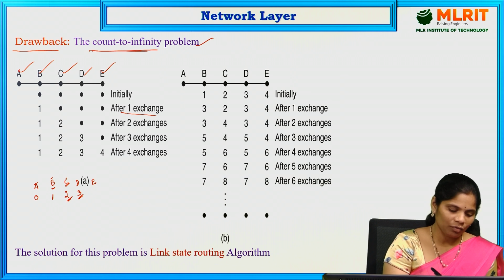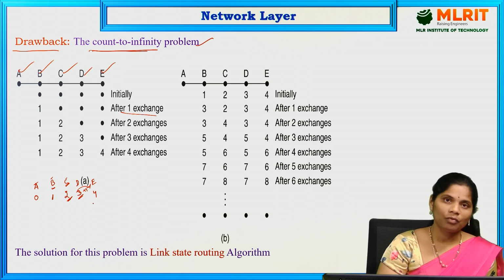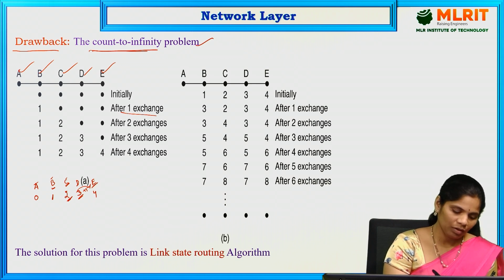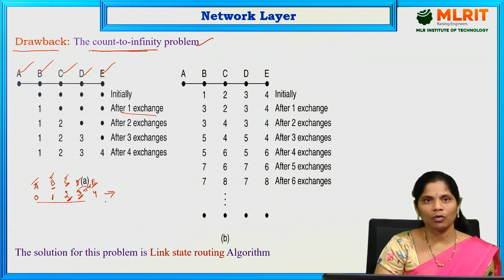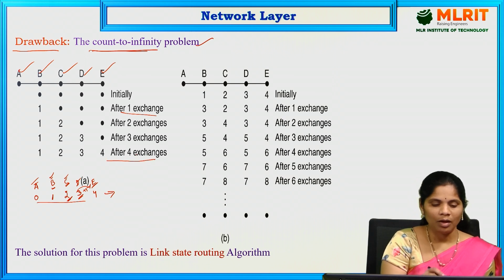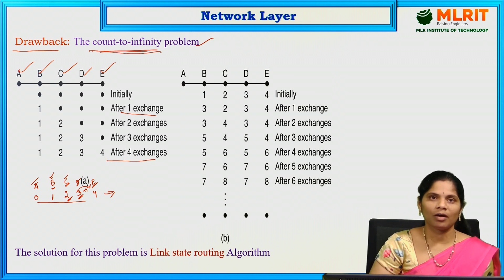For E, what do we have to write? Before E, 3 routers plus 1 makes 4. Before E there are 1, 2, 3, 4 routers. Here there is no problem. Like that it is updated in the distance vector routing algorithm. But what is the count to infinity problem? How is it a drawback of the distance vector routing algorithm?